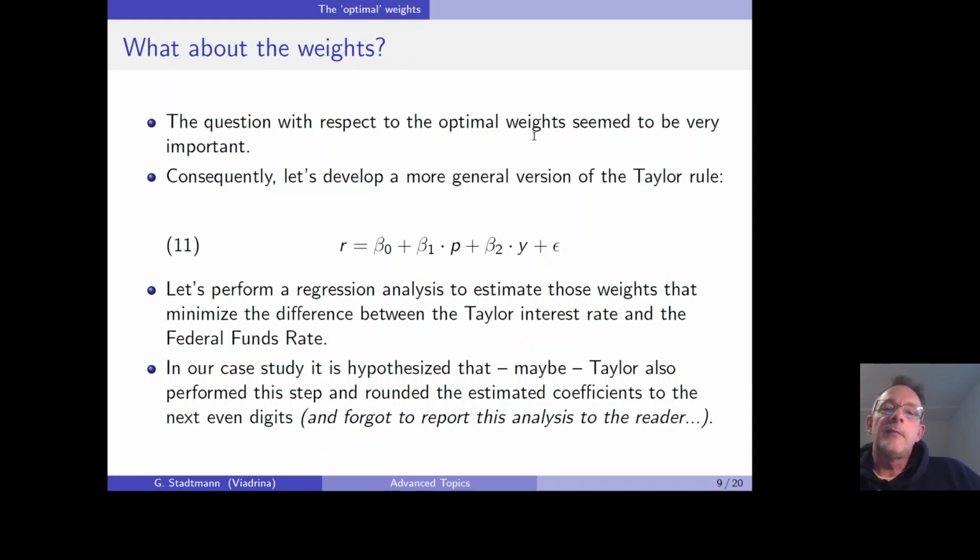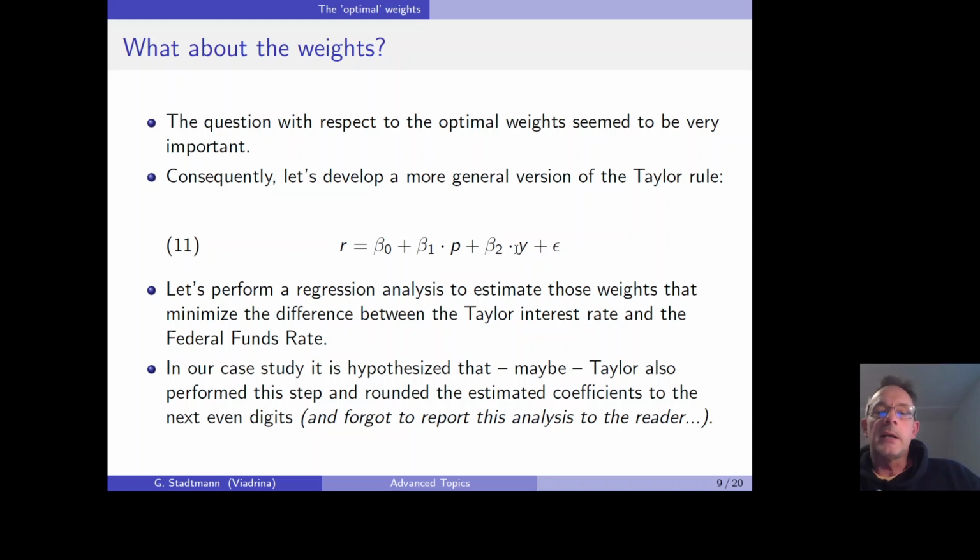Consequently, let's develop a more general version of the Taylor rule. The Taylor rate is equal to the intercept, then the coefficient beta 1 related to the inflation rate, and then beta 2 related to the output gap. When we perform a regression analysis to estimate those weights, we are more or less minimizing the difference between the Taylor interest rate and the interest rate set by the Federal Reserve.